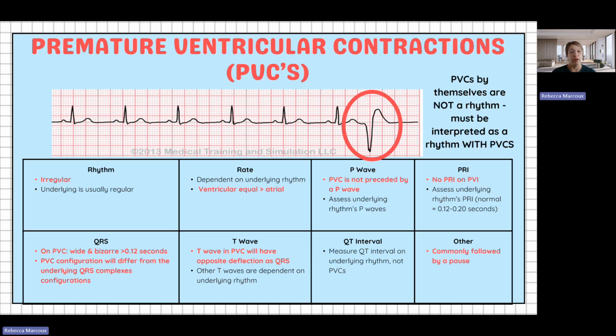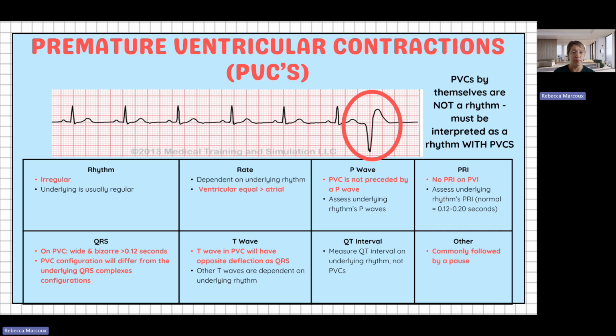PVCs are characteristically going to be wide and have a discordant T wave, which means the T wave is going to go in the opposite direction of our QRS complex. Okay, so you can see here the QRS complex is a downward deflection or a negative deflection, and the T wave is a positive deflection. So this means it's discordant, it goes in the opposite direction. This is characteristic of our ventricular rhythms.